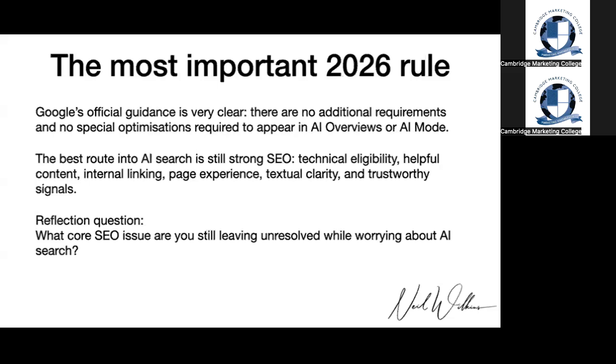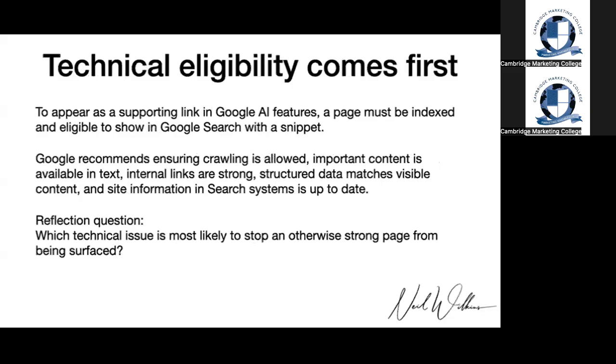So it's vitally important that the quality of the content begins from the very first time you think about what we are going to publish next. And a key thing that comes into that decision is the technical eligibility, if you like. To appear as a supporting link in Google AI features, a page has got to be indexed and eligible to show in Google search with a snippet.